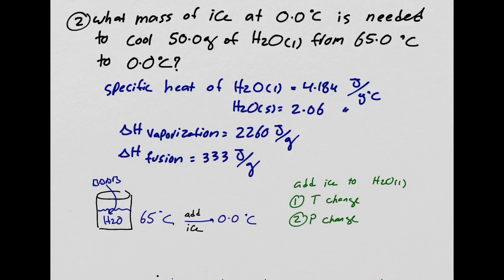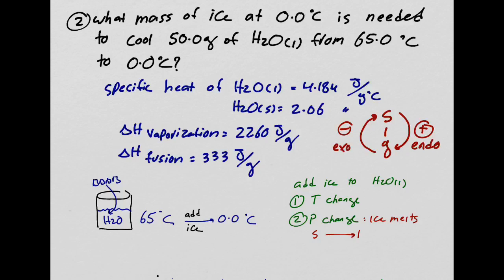So I'm also going to have a P change, a phase change, because the ice is going to melt. It's going to go from solid to liquid. Now, when the ice melts, is that an endothermic or an exothermic process? If you remember, I asked you last time that every time you're doing a phase problem, write this down: solid, liquid, gas. When you come down, that's an endothermic process. And when you go up, that's an exothermic process. Okay?